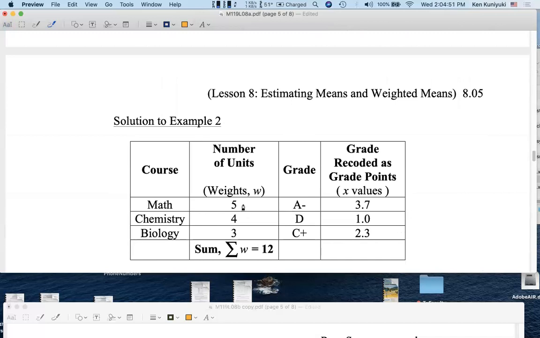Your math class was 5 units. Your chemistry class was 4 units. Your biology class was 3 units. Okay, so how many units did you take? The sum of the weights was 12. You took 12 units for the term, the semester, or quarter.